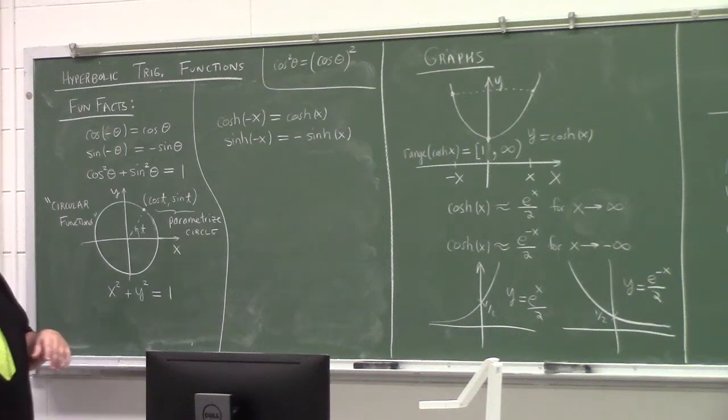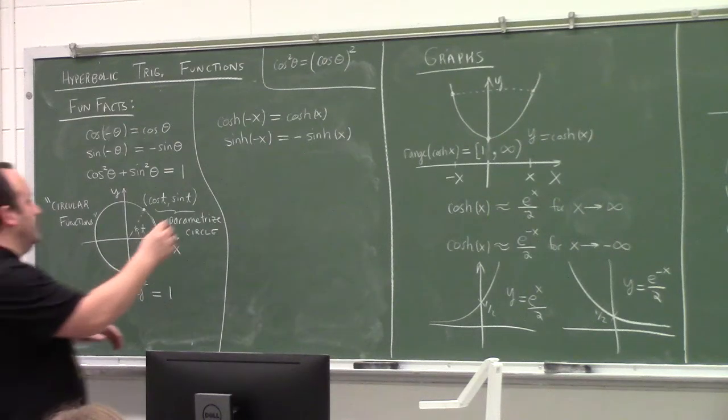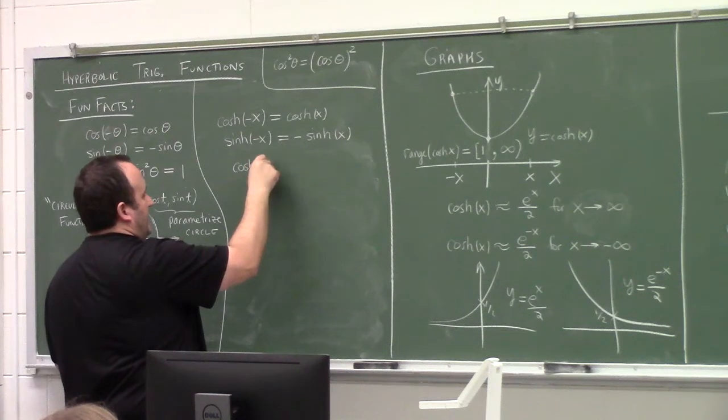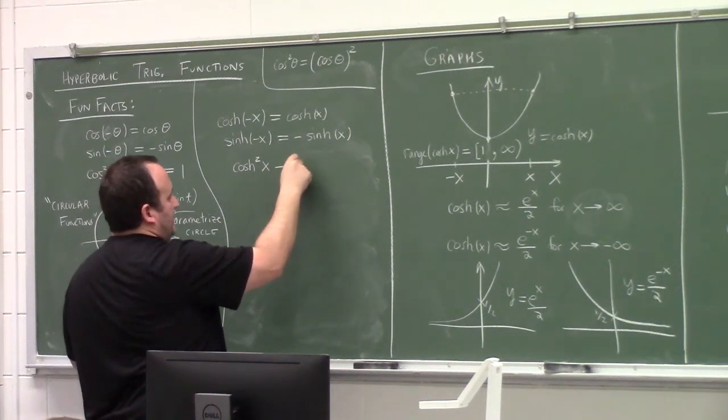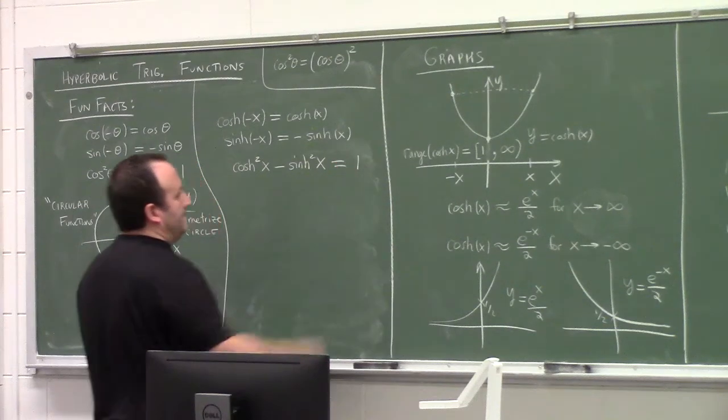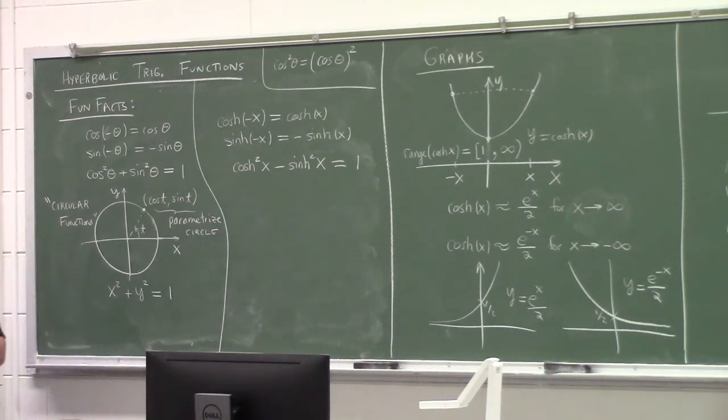So the interesting thing about hyperbolic sine and hyperbolic cosine is they satisfy a similar identity. In fact, they satisfy something like this: cosh squared x minus sinh squared x equals 1. So it's very similar and yet different, right?